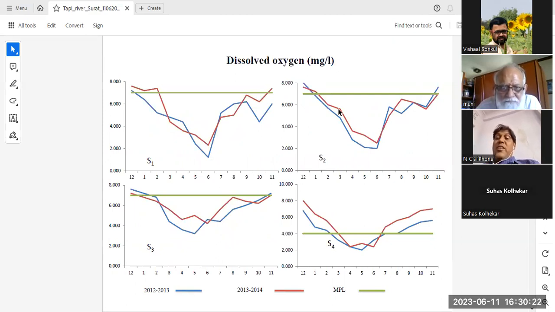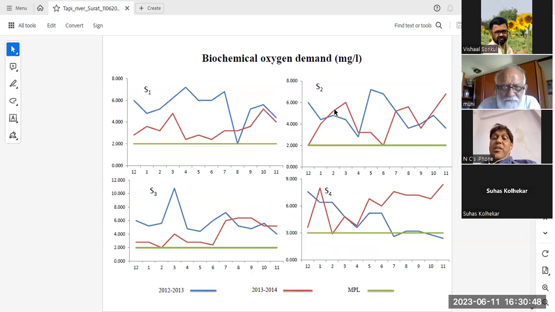The variation clearly shows how it is more in the winter and less in the summer. At station number 4, you can see it is close to the optimum limit, because beyond that, there is pollution. Next, please.